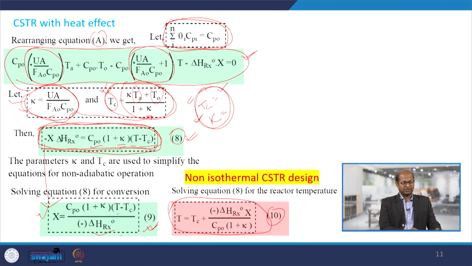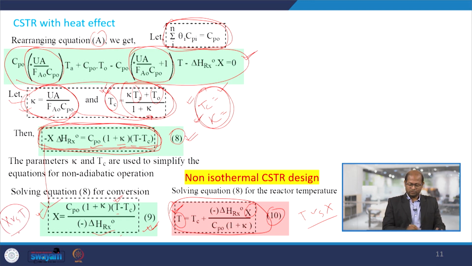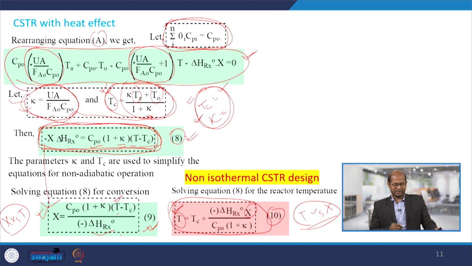Here on the left hand side we are expressing conversion and on the right hand side putting temperature. In the other form, the left hand side is the temperature, meaning the reacting fluid temperature, and the right hand side is conversion. This is temperature versus conversion, and this is x versus temperature. So, both are the same. Okay. So, here we are just expressing this equation in a different way. This is the non-isothermal CSTR design equation.